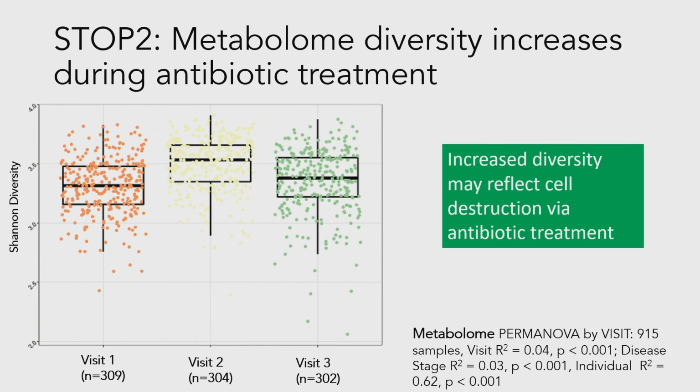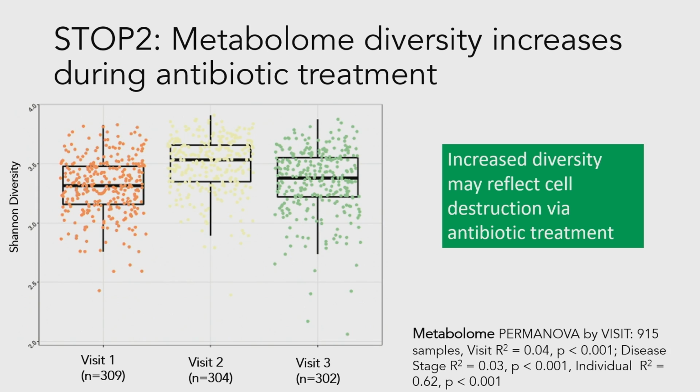Interestingly, we see this pattern that the metabolomic diversity increases at visit 2. To me, this may indicate that the antibiotics are busting open all the cells, and so we're seeing the contents of those cracked cells and the membrane bits reflected in the metabolome.